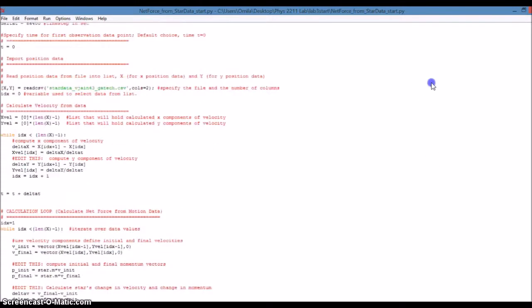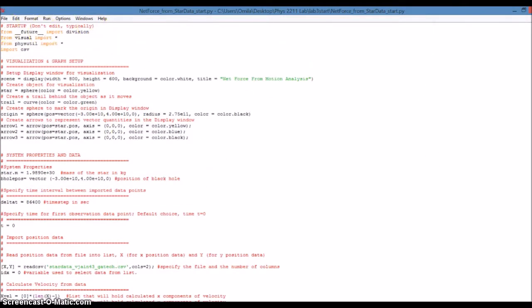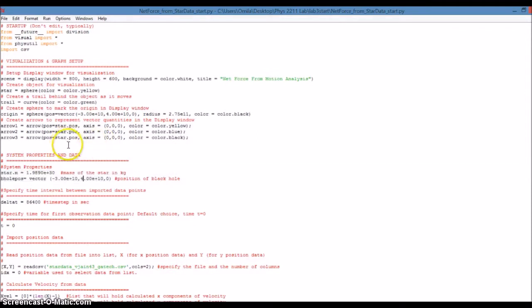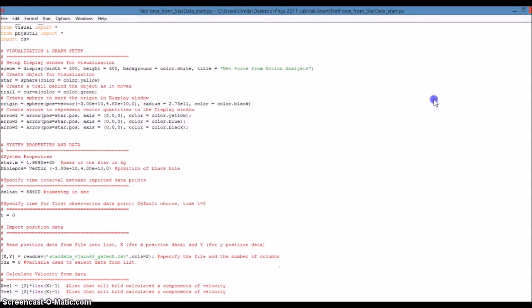This lab was very heavy on computational modeling because the data that we were using in the lab was already given to us, so no physical experiment was needed. So first, let's analyze the system properties and the initial properties of the lab in terms of the Python code. The mass of the star was given as 1.9890 times 10 to the 30th, and this mass was given in kilograms. The position of the black hole was given in vector form of negative 3.00 e to the 10th as the x component, 4.00 e to the positive 10th as the y component, and 0 for the z position.